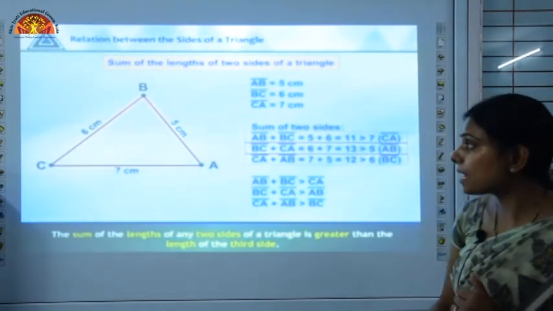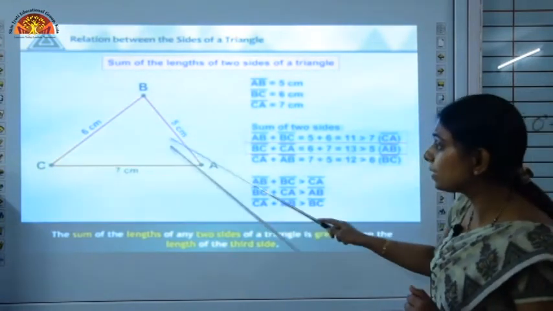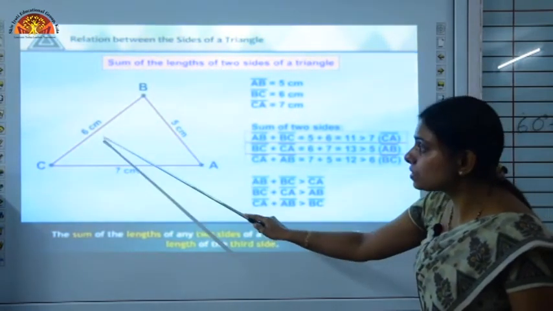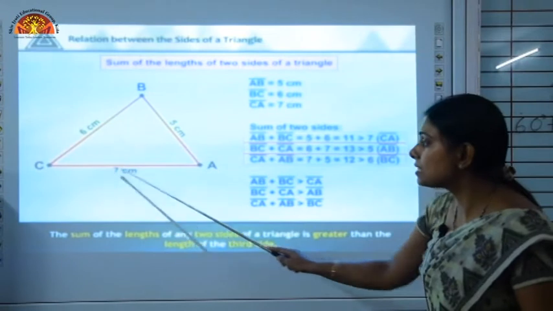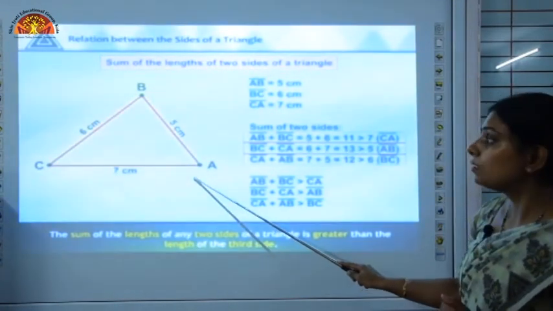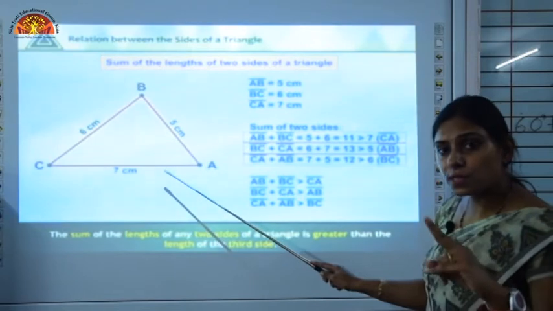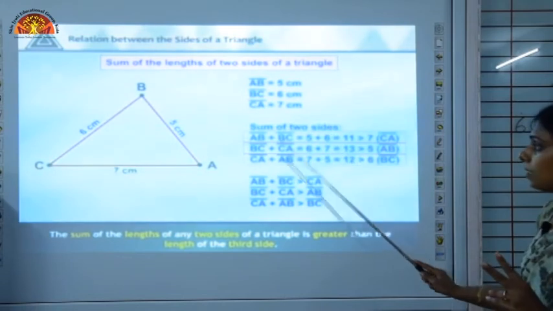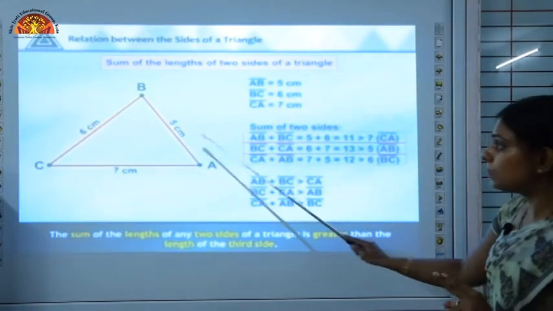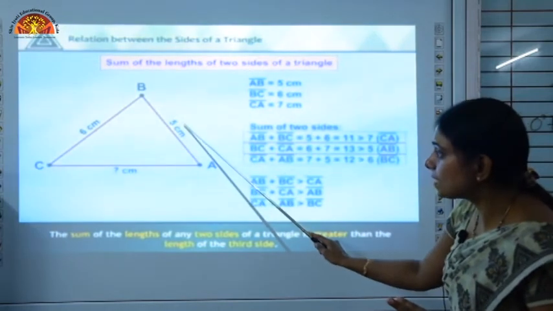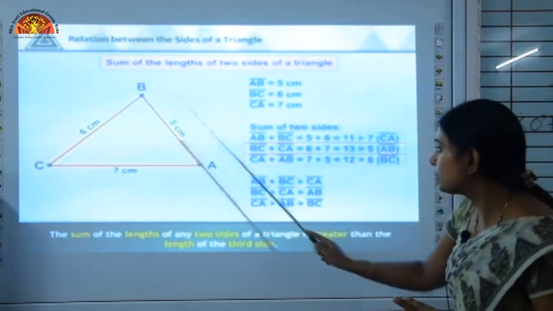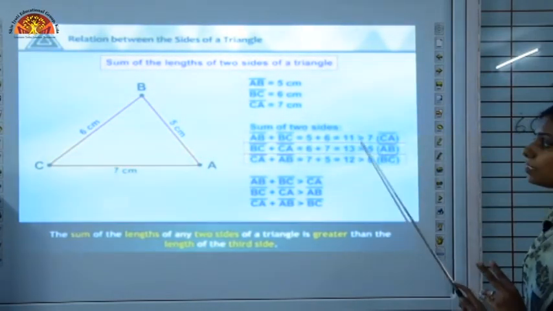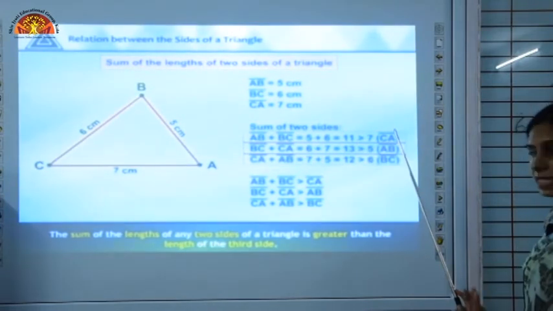So just see the example over here, children. You can see the triangle ABC. AB is equal to 5 centimeter, BC is equal to 6 centimeter and CA is equal to 7 centimeter. Now what I am saying is that the sum of two sides is always greater than the third side. So just see the sum of the two sides, AB plus BC. AB is equal to 5 centimeter and BC is equal to 6 centimeter. So 5 plus 6 is equal to 11 and 11 is greater than 7. So AB plus BC is greater than CA.